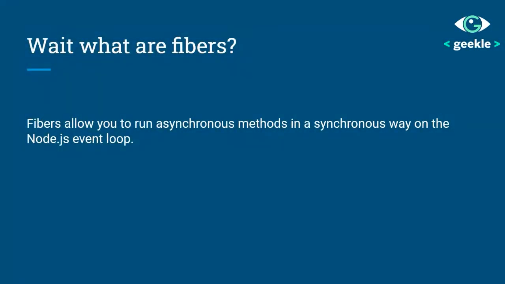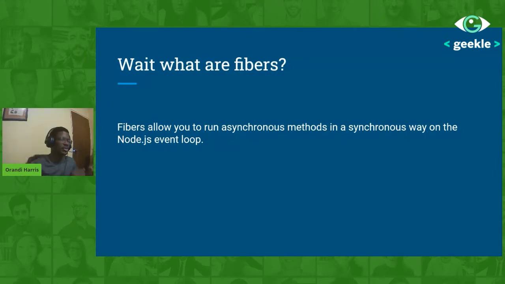So what exactly are fibers? The long and short of it is that fibers allow you to run asynchronous methods in a synchronous way on the Node.js event loop. It's using a computer science technique which focuses on how you distribute CPU cycles between fibers. A lot of us might be familiar with threading. Threading is one way of doing multitasking in a CPU. A fiber is going off the same principle. However, it's more related to the programmer. The programmer has to define when your code is going to yield to another fiber so that it can take up a CPU cycle.